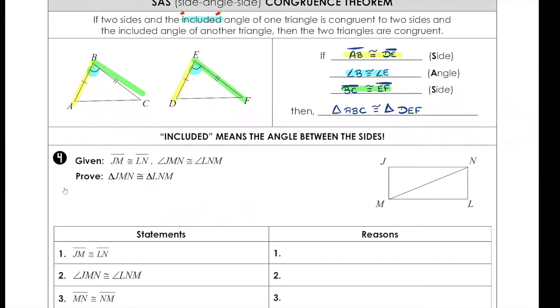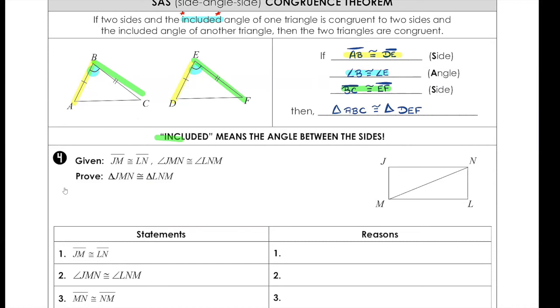All right. So you guys think this is important or what? It says included means between the sides. Included is between the sides, where my congruent sides come together. Come together. Yes. All right, here we go.